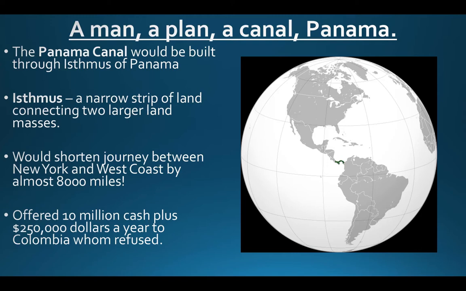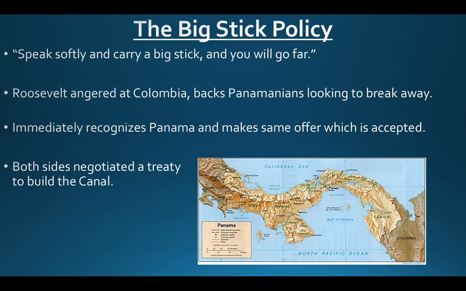So what the United States does is they offer $10 million cash plus $250,000 a year to Colombia, who actually owned Panama at the time, as a means of basically taking control of a particular part of Panama to be able to build this canal. And this is where you are going to get what is known as the big stick policy of Teddy Roosevelt, right? He is famous for this quote, "Speak softly and carry a big stick, and you will go far."